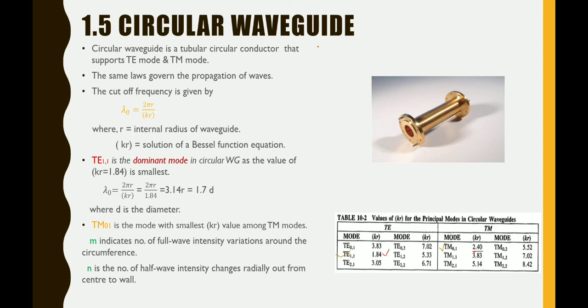TM01 is the mode with the smallest kr value among TM modes, and m indicates the number of full wave intensity variations around the circumference, and n is the number of half wave intensity changes radially out from center to wall.